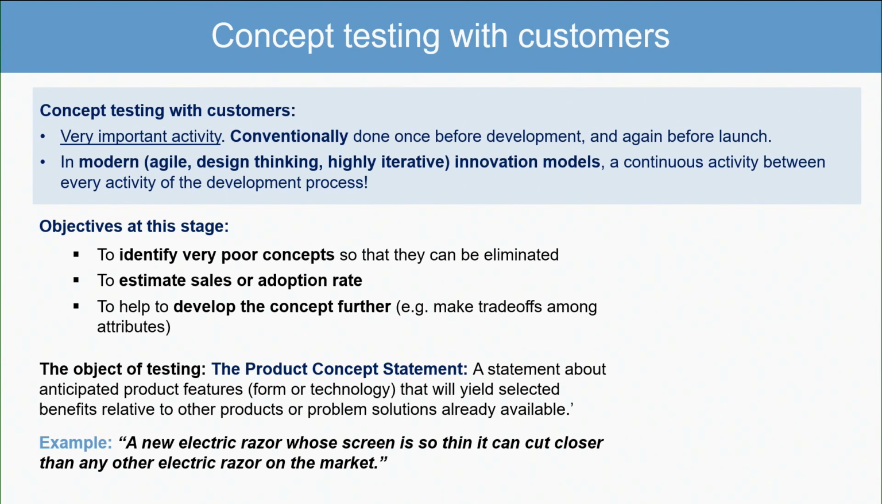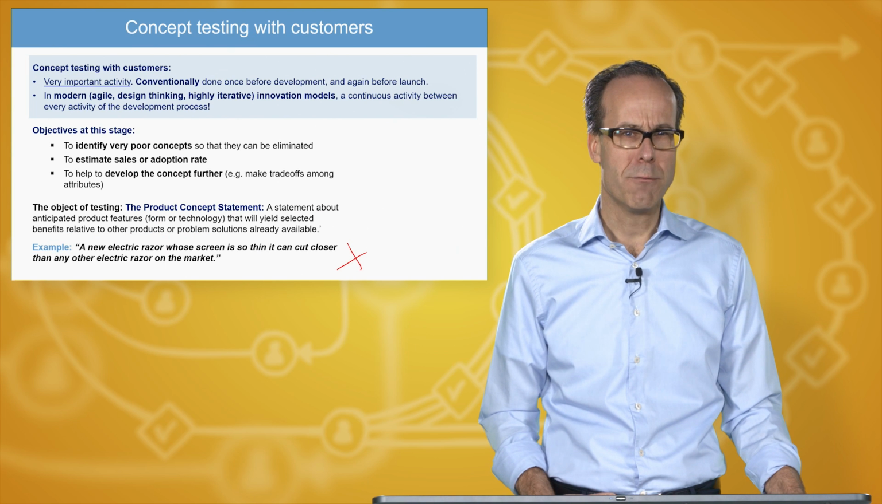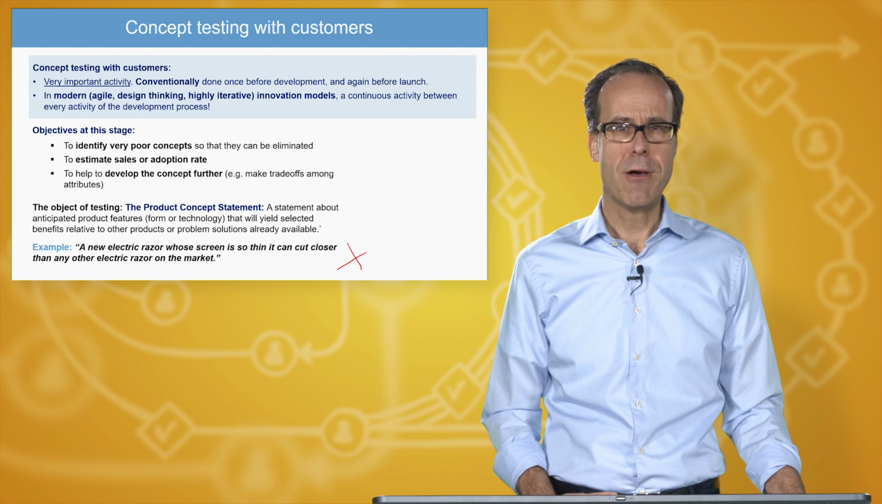The object of testing is what we call here a product concept statement. So it's a statement about anticipated product features, form or technology that will yield selectable benefits relative to the status quo, to existing products or other solutions. A simple example of such a statement is given here: a new electric razor whose screen is so thin it can cut closer than any other electric razor on the market. So if you use an electric razor, you may have understood this.